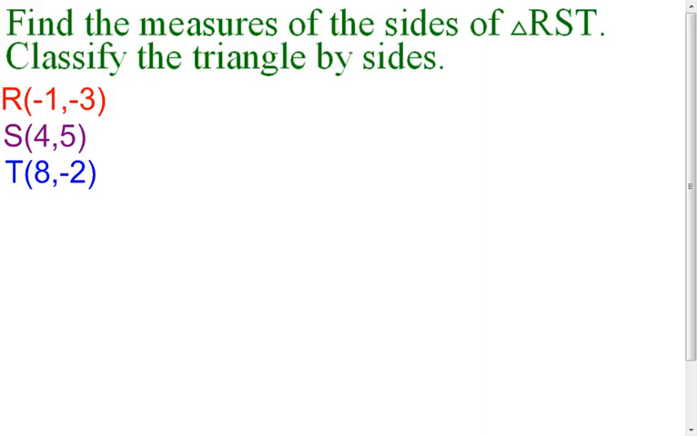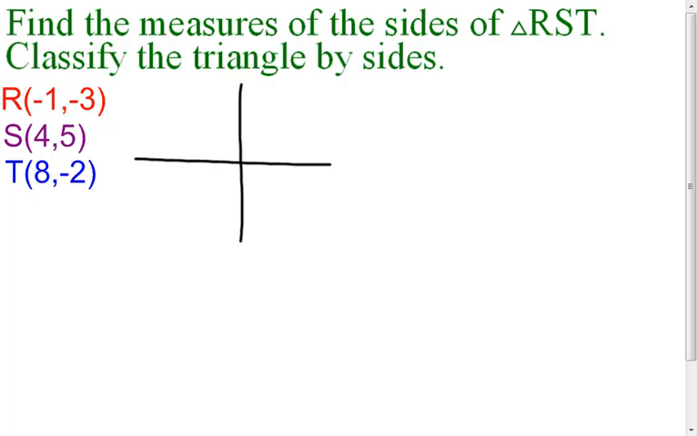Now the next one, I want to classify this triangle based off of its sides. What happens on this one is it gives us the coordinates of the three vertices of our triangle. What I'm going to do is graph this triangle on the coordinate grid. And I'm not going to make it perfect. I'm just going to get a ballpark figure of where they're at.